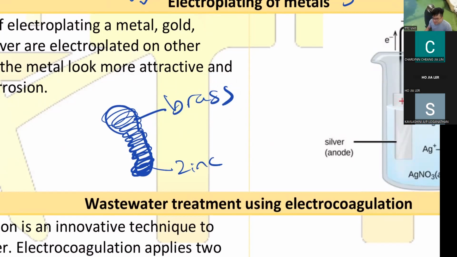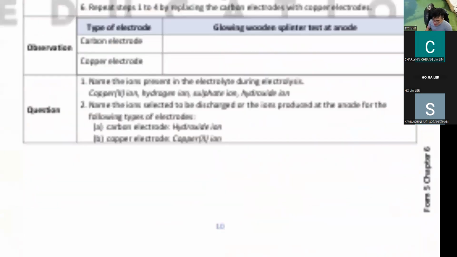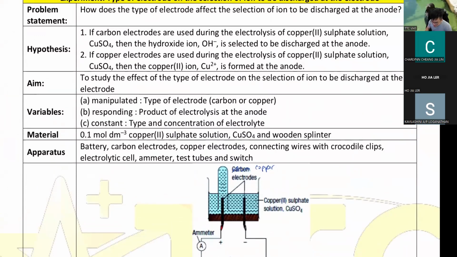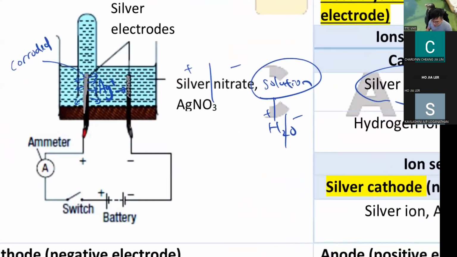Okay, so guys, let me ask you, if you want to coat a key, do you put your key at the anode or the cathode? Do you put it at the positive or the negative? You want things to stick on your key. Where do you put? Do you put it here or do you put it here?